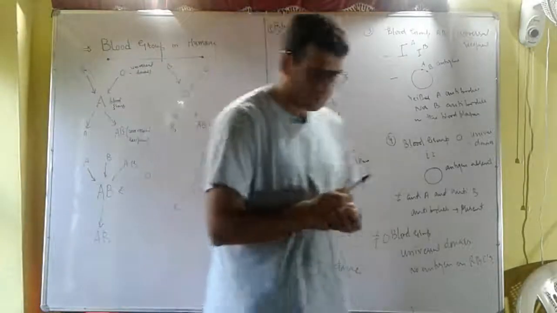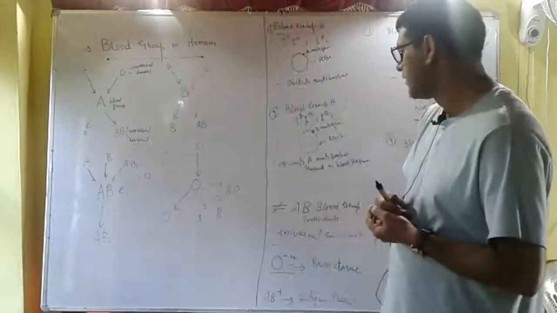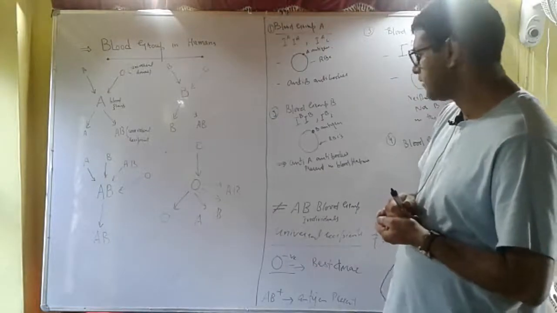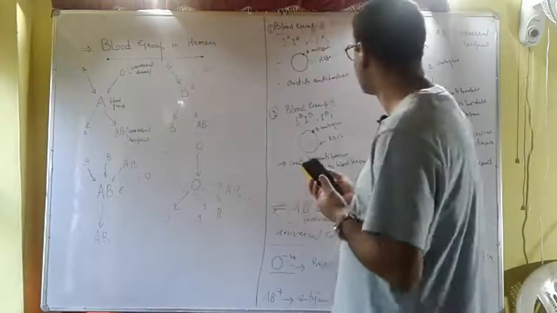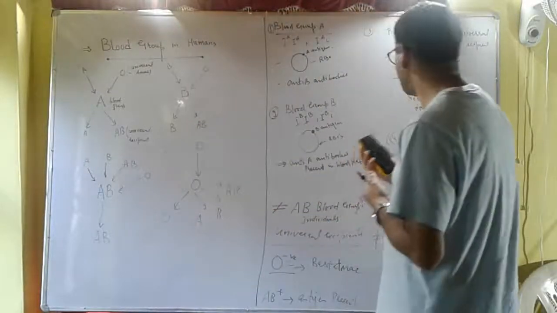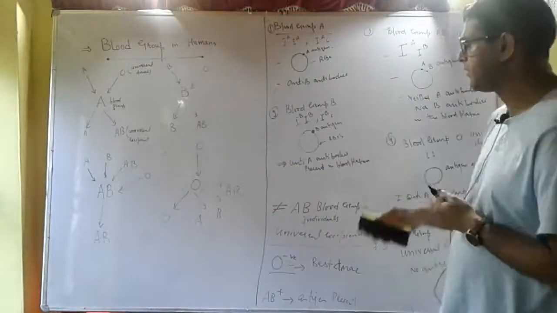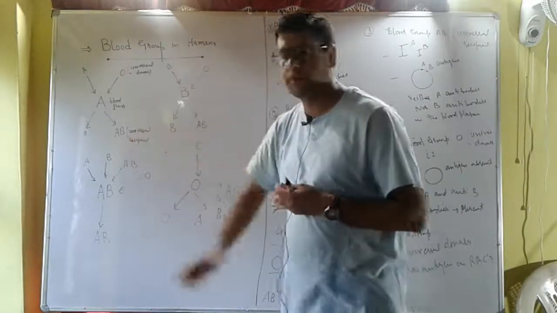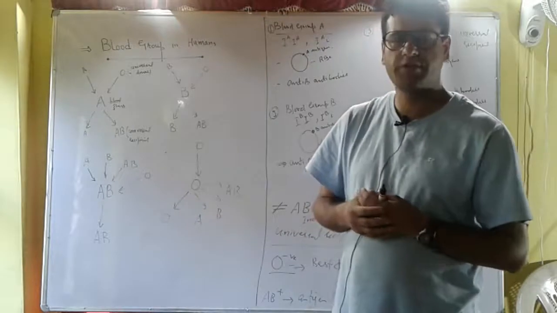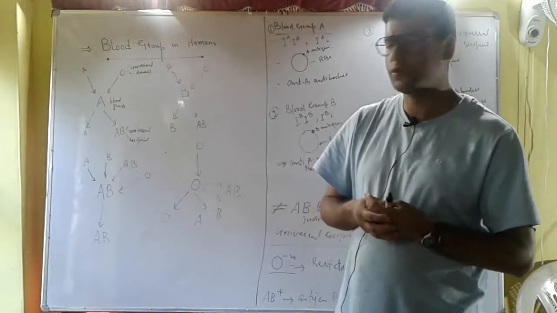Now we have shown the different types of blood groups. So we can say that blood group AB is universal recipient, and blood group O is the universal donor.